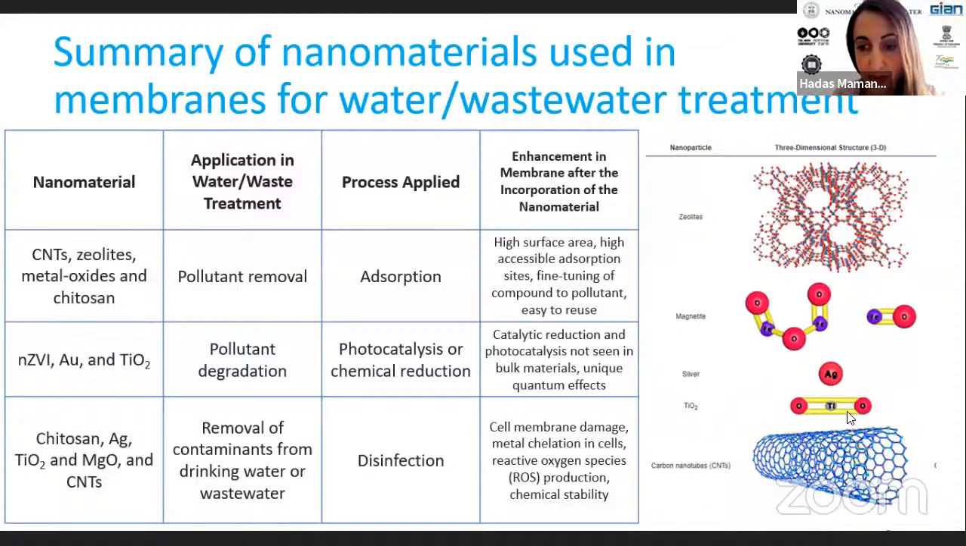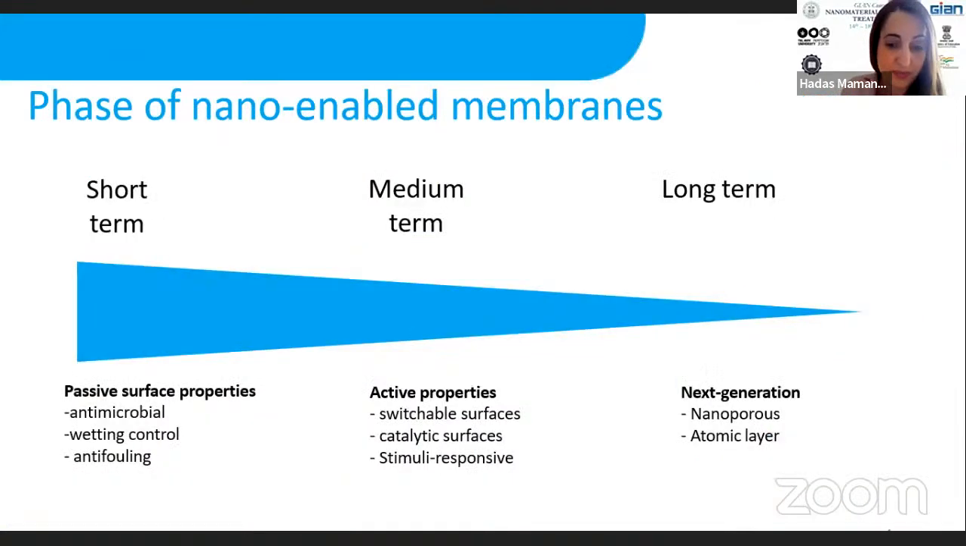And we can see, for example, on the right side, the titanium dioxide. In addition, we can add, for example, silver and carbon nanotubes for removal of contaminants from water. It could also be used for disinfection, so the carbon nanotubes and the silver could be used for damaging the membrane, the cell, and production of reactive oxygen species.